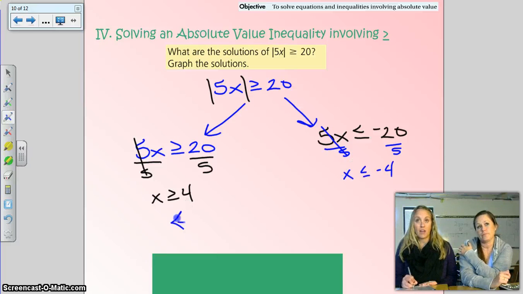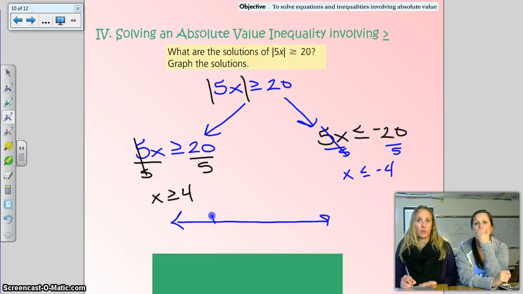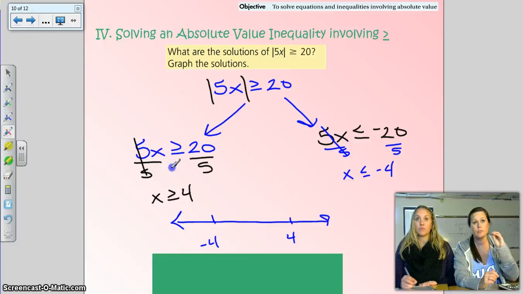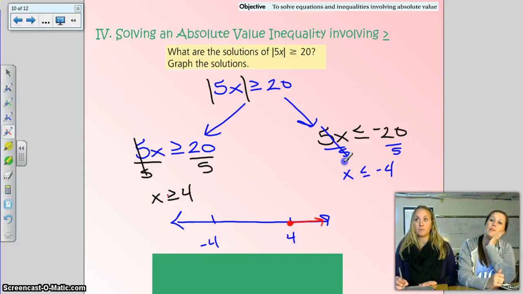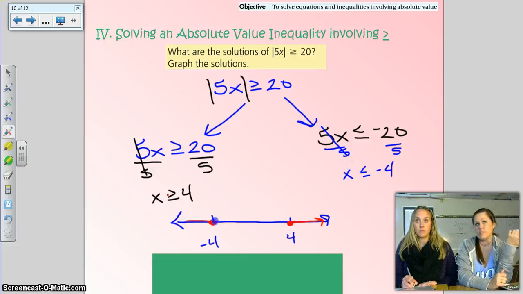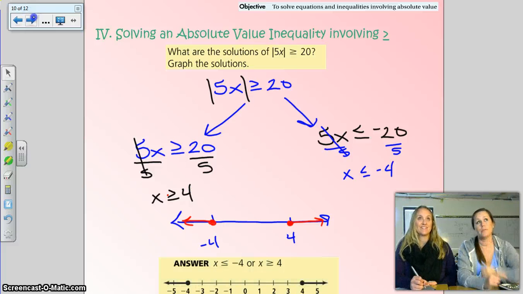If you go ahead and graph it, you'll be able to figure out where you're supposed to shade. So greater than or equal to 4, closed at 4, bigger than goes that way. And then this one's less than or equal to, so this is also an or. So you need to write or in the middle.